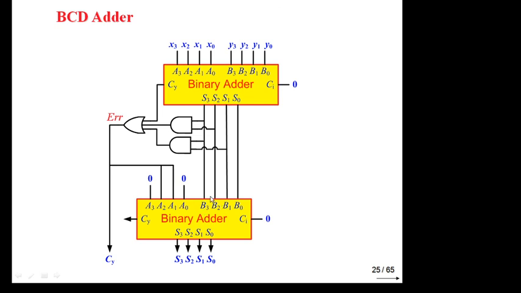Now what was the result from here? 1 1 0 0. Now it will add 1 1 0 0 plus 0 1 1 0. So it will give the correct answer: 0 0 1 0, and carry is 1. Okay, in this way you can design your BCD adder circuit.